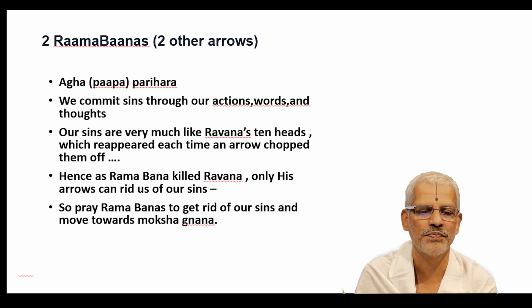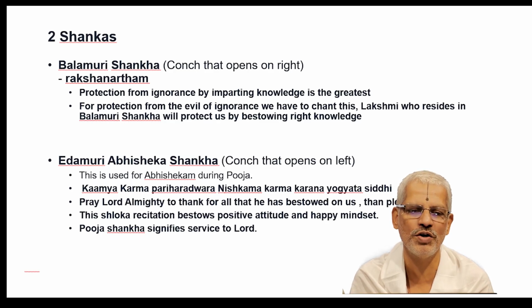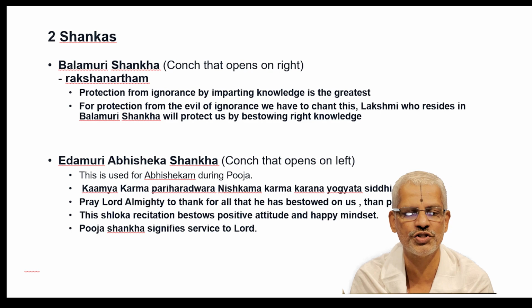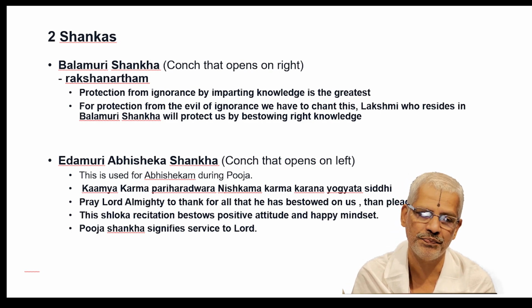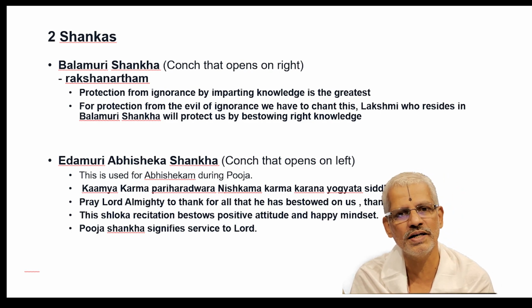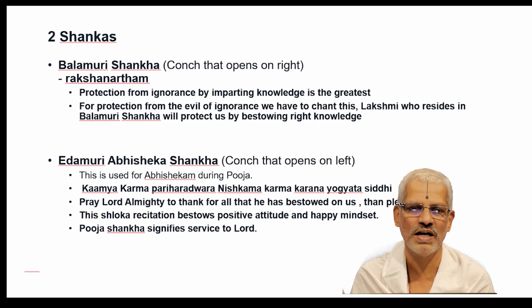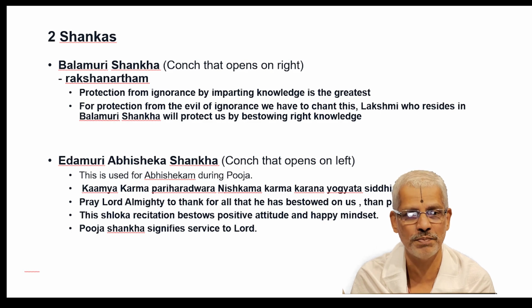After 2 Ramabanas, we talk about 2 Shankas, right? One is the Balamuri Shanka, the conch that opens on the right. The other one is the Edamuri Shanka, the conch that opens on the left. The Balamuri Shanka is for our protection, Rakshanartham, right? That is actually worshipped and not used for Abhisheka.